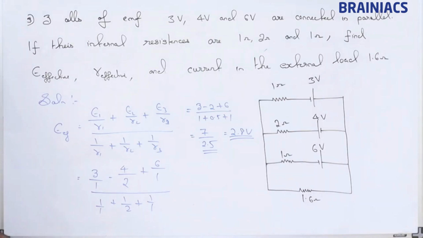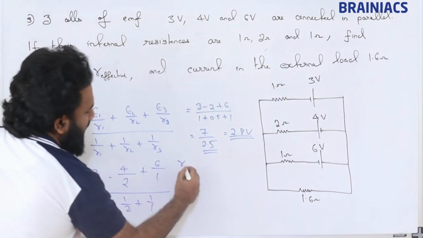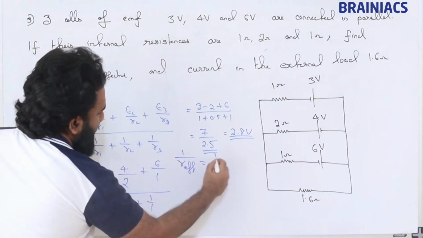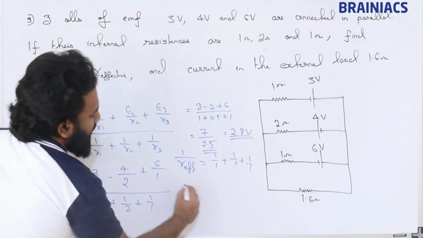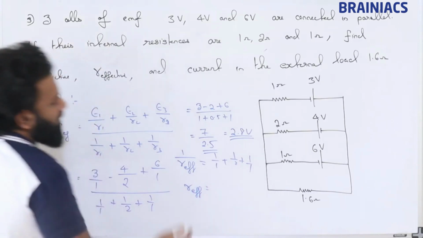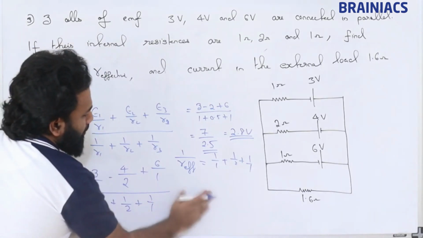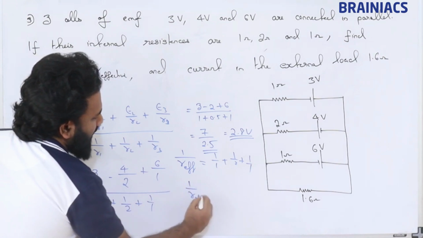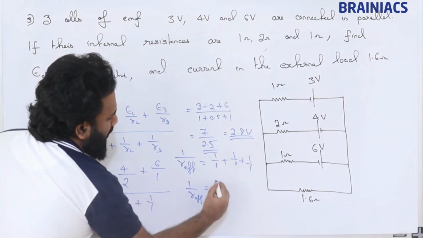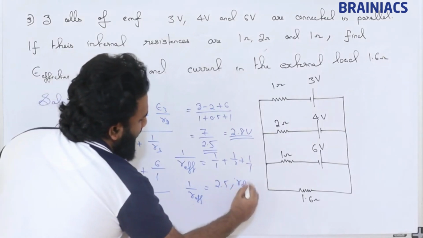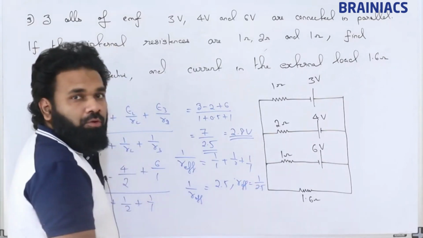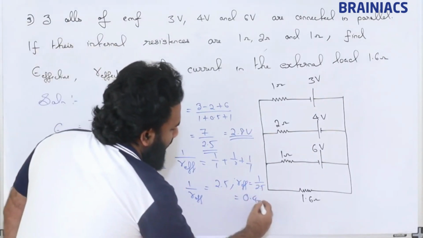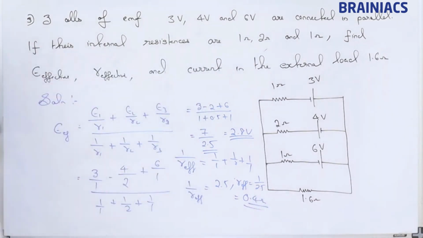Now what is the next question? R effective. Okay, 1 by R effective is 1 by 1 plus 1 by 2 plus 1 by 1 again. So 1 by R effective is how much? This is 2.5. So R effective is 1 by 2.5. So 1 by 0.25 will be 4. This is going to be 0.4 ohm.